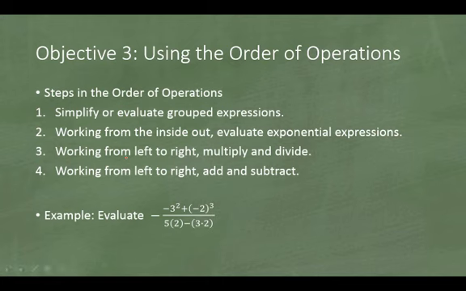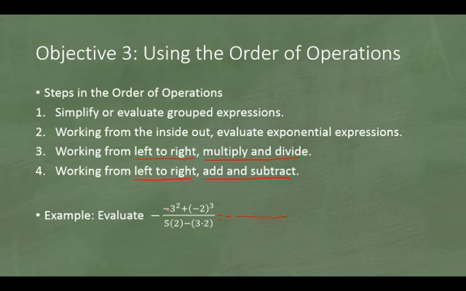Work from the left to the right when multiplying and dividing. And then you'll work from the left to the right when adding and subtracting. But do multiplication and division first, then adding and subtracting. Always left to right. So let's try this problem out. We're going to leave the negative alone. Just put the minus sign there. We're going to work with the numerator first.